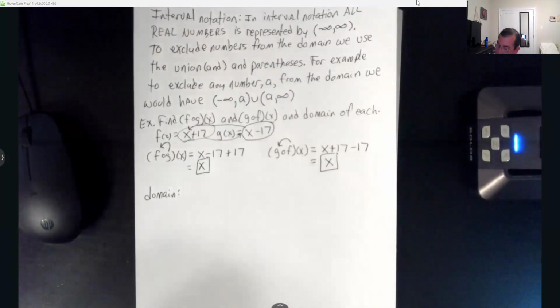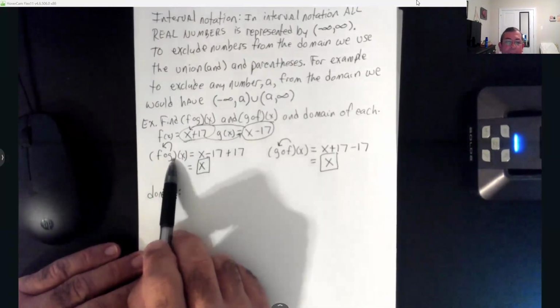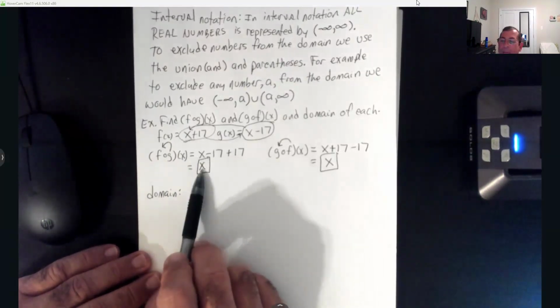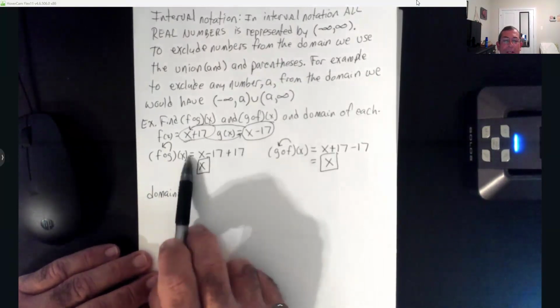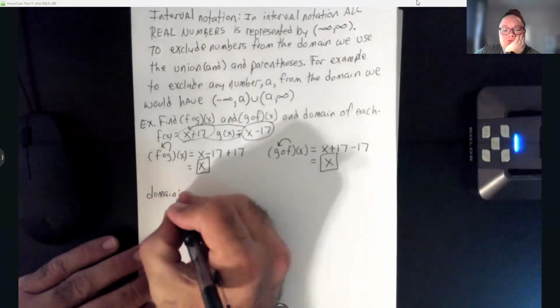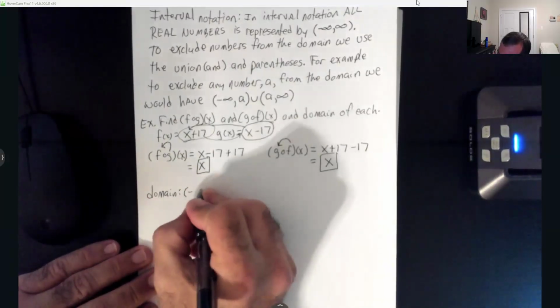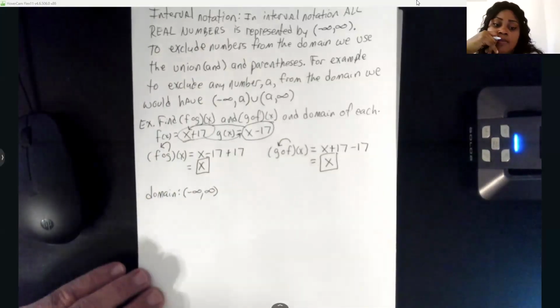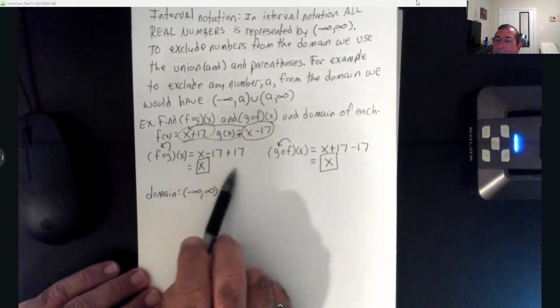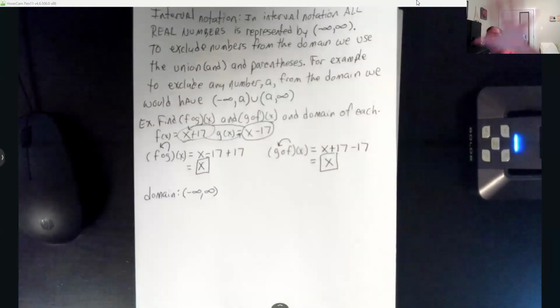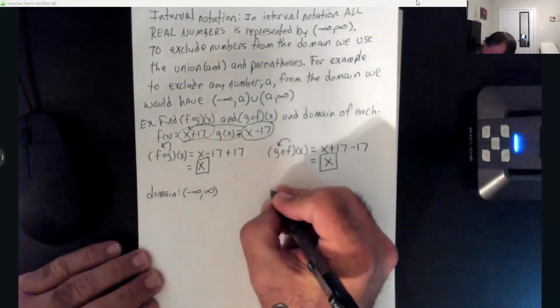So here's my question is, here's my f of g. We had x minus 17 plus 17. That simplified down to an x. What is the domain of this f composed g of x? All real numbers. All real numbers. So now that'll be what? Negative infinity to positive infinity. Because y'all, guess what? I don't see no fractions here. And fractions was the only thing we were worried about.